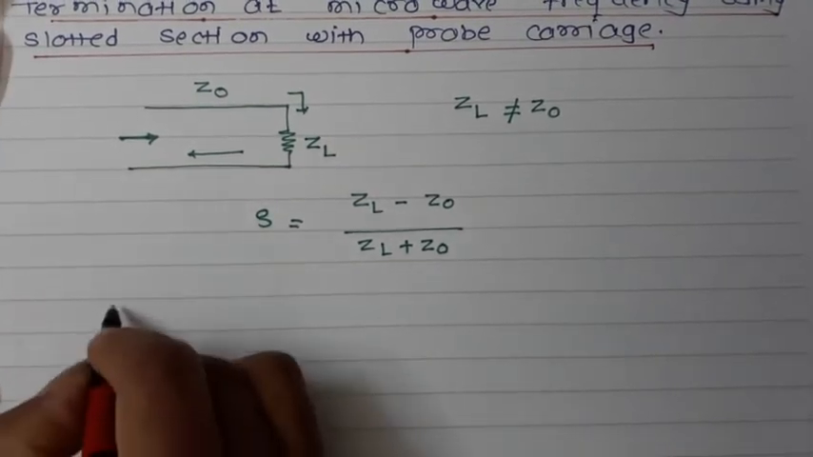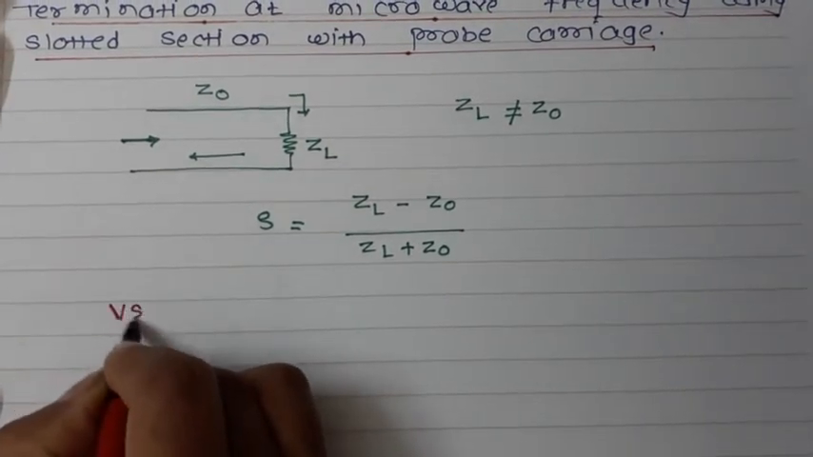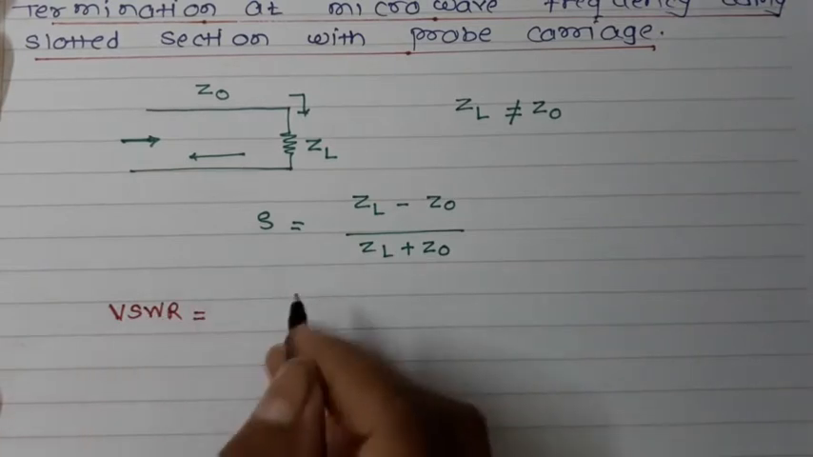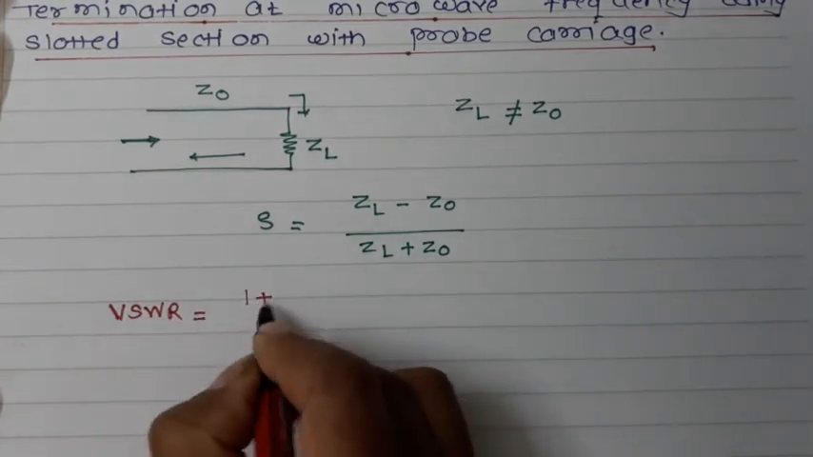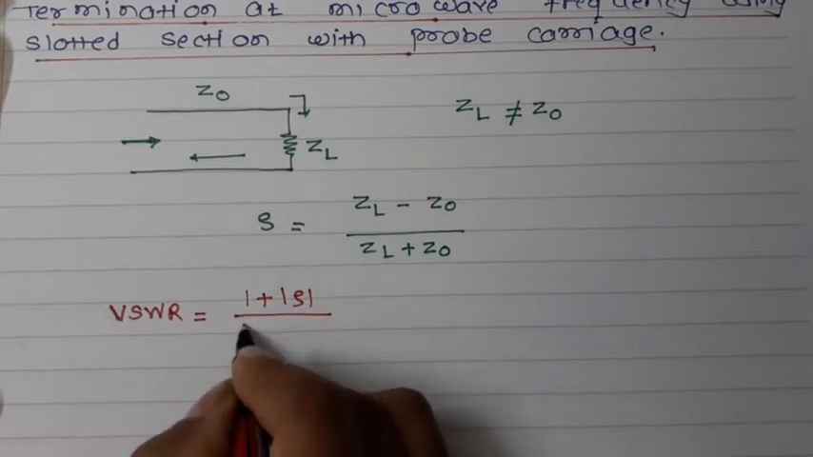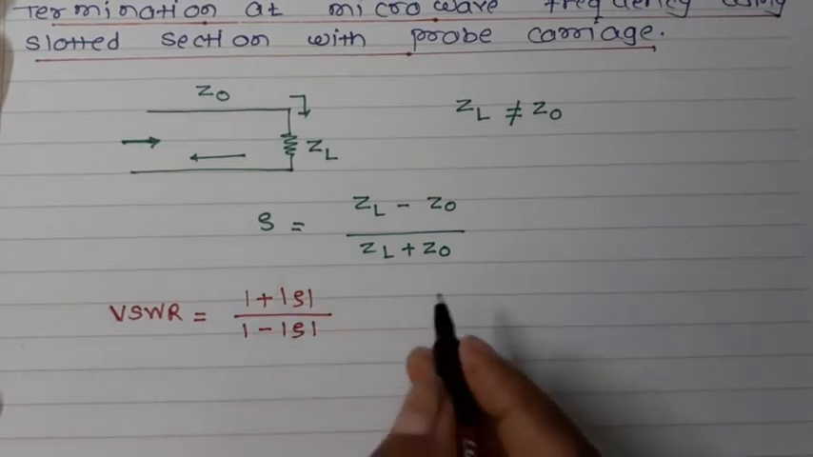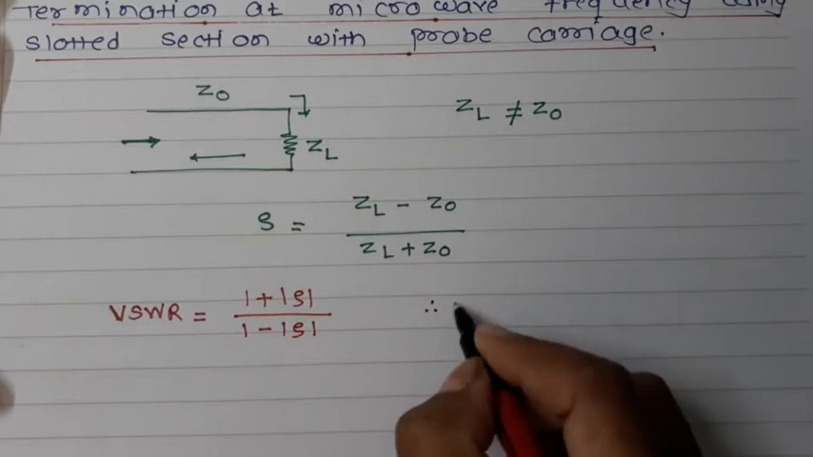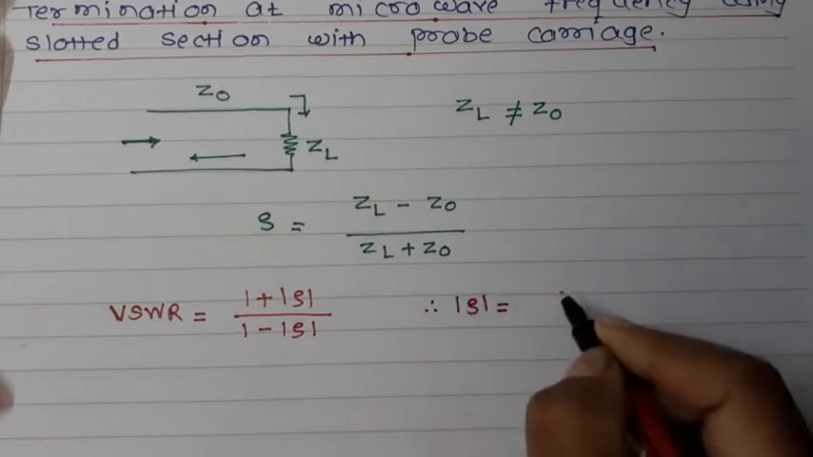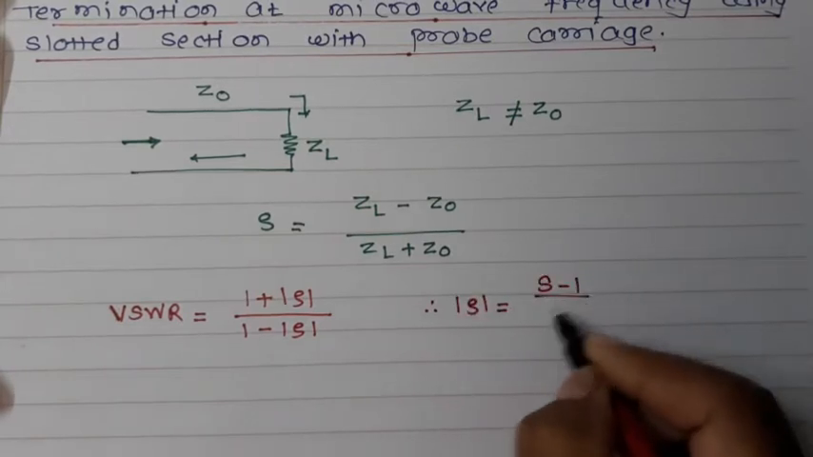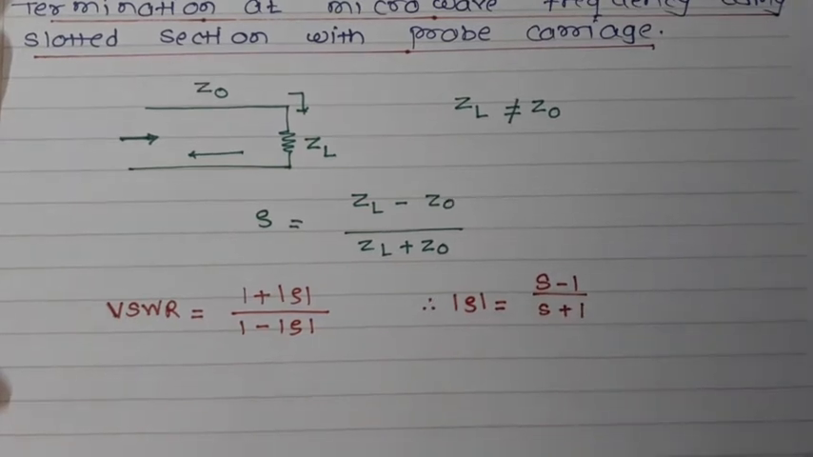So we need to understand how we are going to find out the voltage standing wave ratio. The voltage standing wave ratio is nothing but 1 plus mod of reflection coefficient divided by 1 minus mod of reflection coefficient. And if I want to write the reflection coefficient in terms of the voltage standing wave ratio S, it will be S minus 1 divided by S plus 1. So this is how we are going to find out the reflection coefficient.